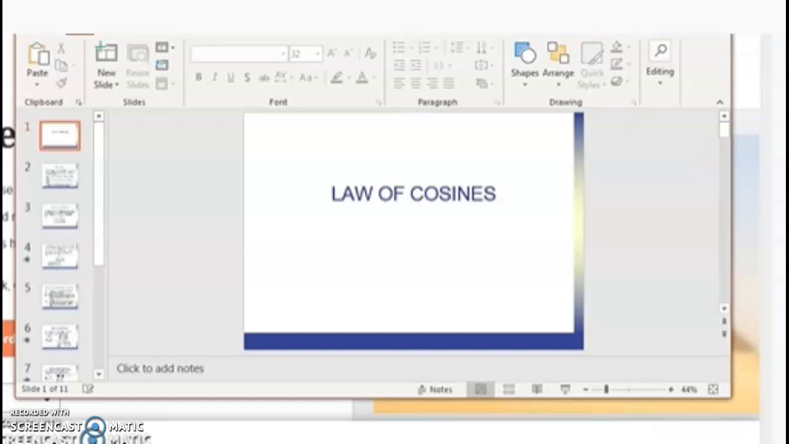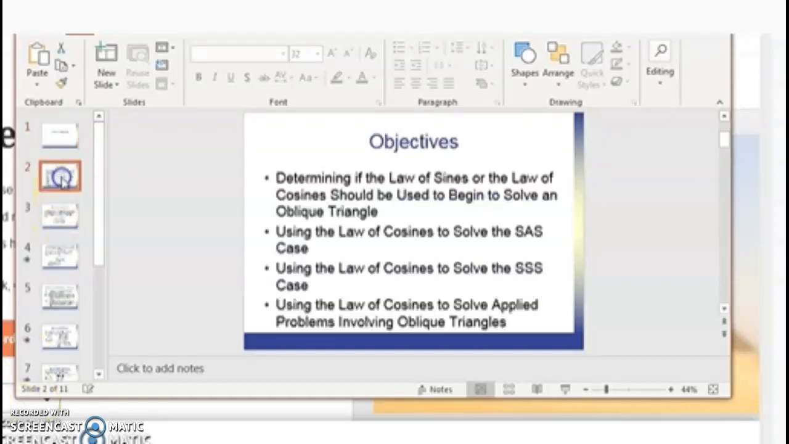This is your instructor, Mrs. Thompson, and today we will be talking about the law of cosines.